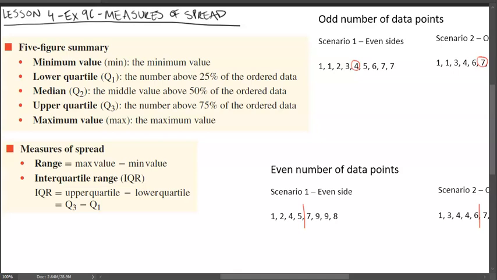Mr. Herman here, and in this lesson we'll be looking at Lesson 4, Exercise 9C, which is taken straight from the Year 10 textbook. We're going to be looking at measures of spread. In the previous video we looked at measures of center, so mean, median, and mode. This will be looking at the spread of data.